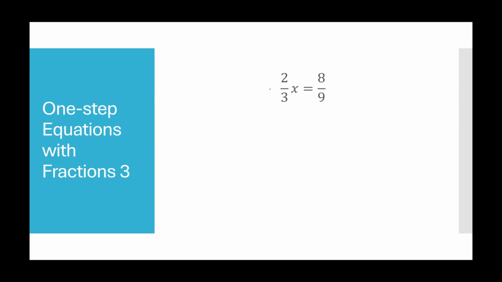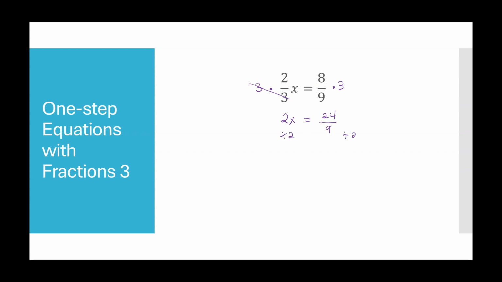So to undo the divide by 3, I'm going to multiply by 3 on both sides. That leaves me with just 2x on this side, as 3 divided by 3 cancels. And I have 24/9 over here. 8 times 3 is 24. And there's that invisible 1 on the bottom.